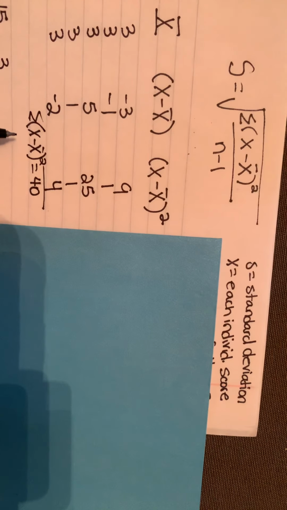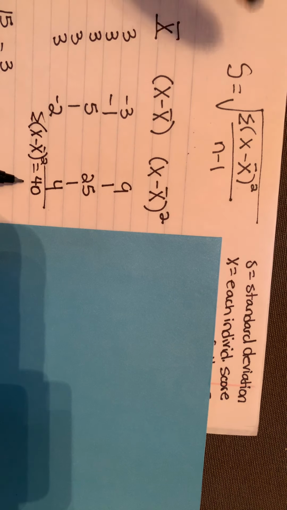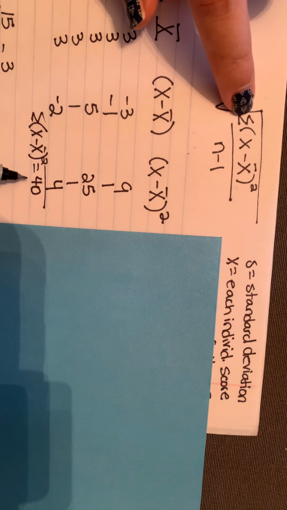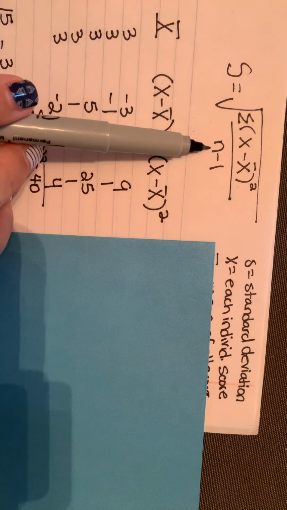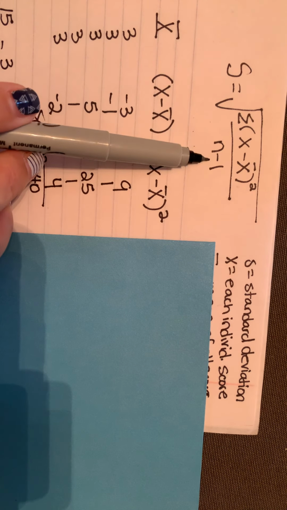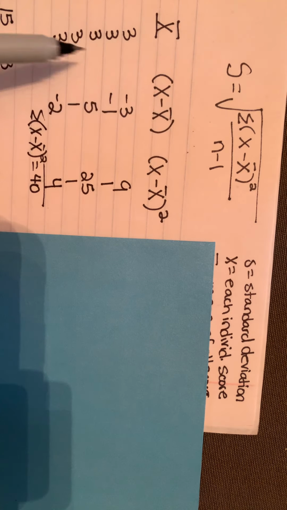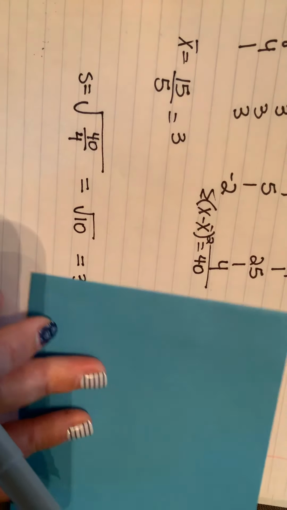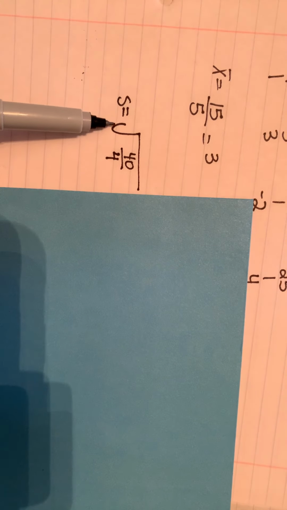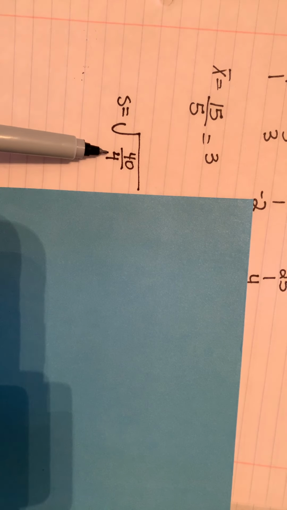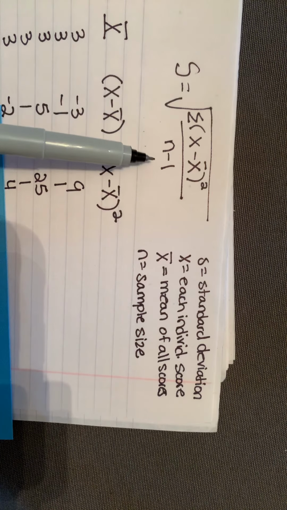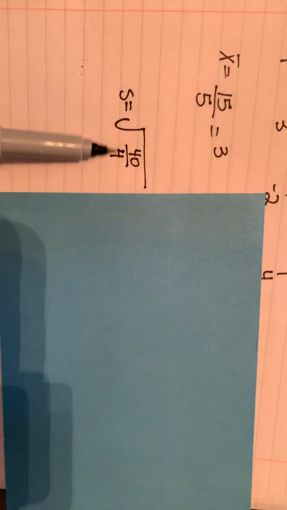So take a look at what we just did. This right here is the numerator. So we know we're going to be plugging 40 into the top of this. And then our denominator is going to be n minus 1. So remember, n was 5. So our problem should look like this: our standard deviation is equal to the square root of 40 over 4. Remember, we have n minus 1 in our formula, so that's why we're putting 4 here in the denominator instead of 5.